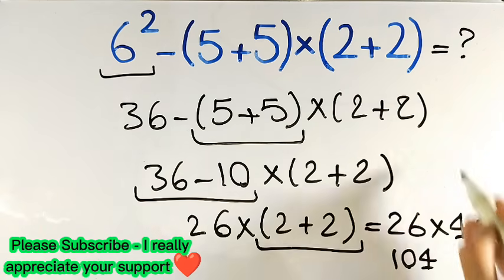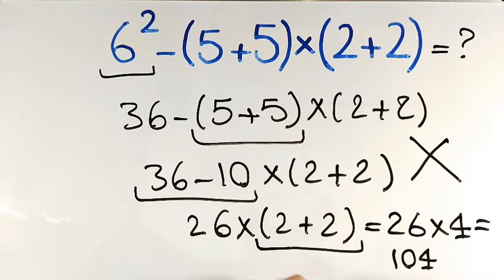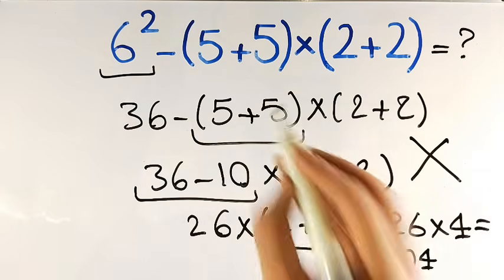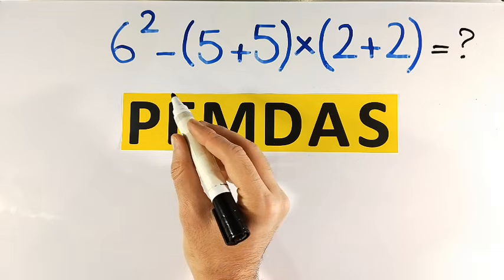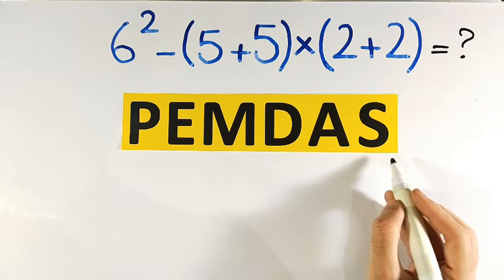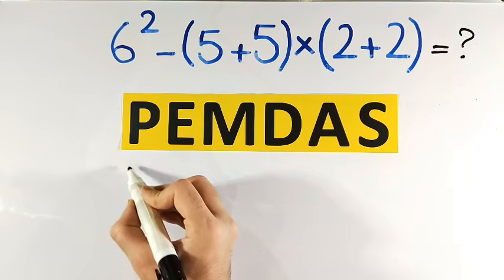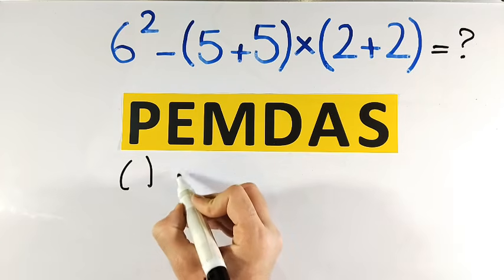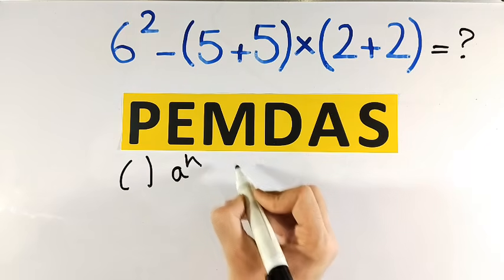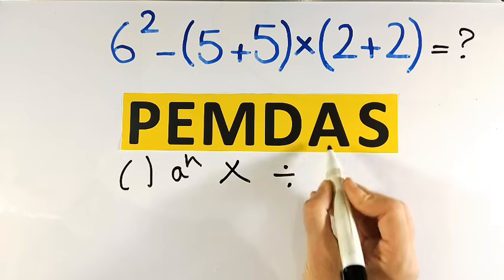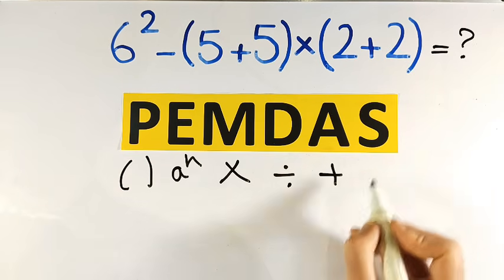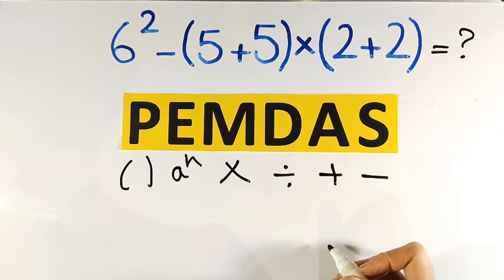However, this answer is absolutely wrong. Alright, now let me show you how to solve this expression properly. To solve this question, we must follow the PEMDAS rule. In this rule, P stands for parenthesis, E stands for exponent, M stands for multiplication, D stands for division, A stands for addition, and S stands for subtraction.